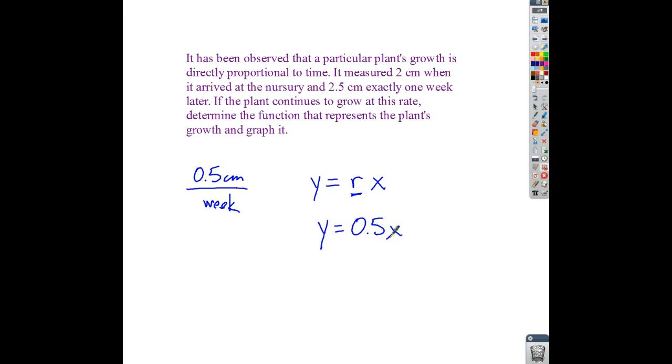where we let X equal the number of weeks, and Y is the centimeters it grows.